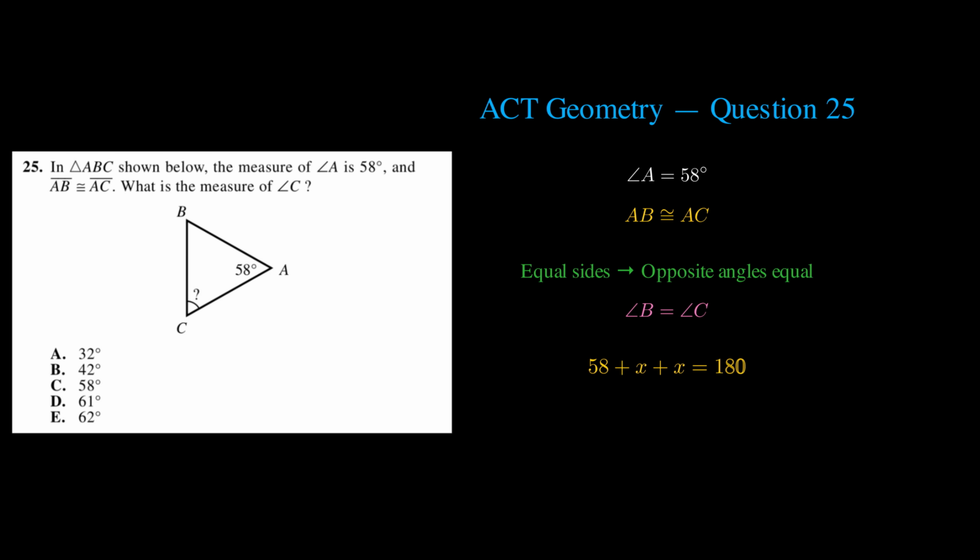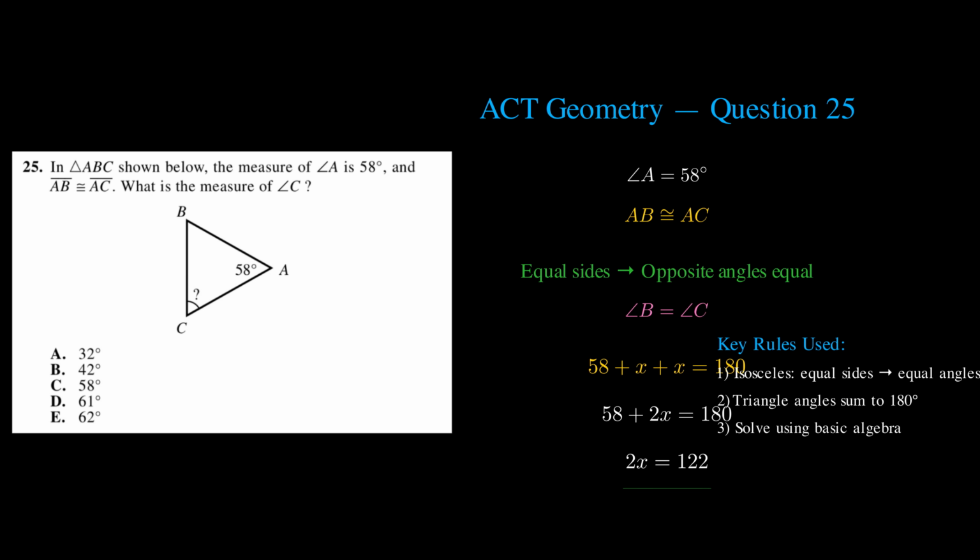Now use the triangle angle rule. All three angles in a triangle add up to 180 degrees. So we write 58 plus x plus x equals 180. Combine the x's. 58 plus 2x equals 180. Subtract 58 from both sides. 2x equals 122. Divide by 2. x equals 61. Since x represents angle C, angle C is 61 degrees. Correct answer, D.